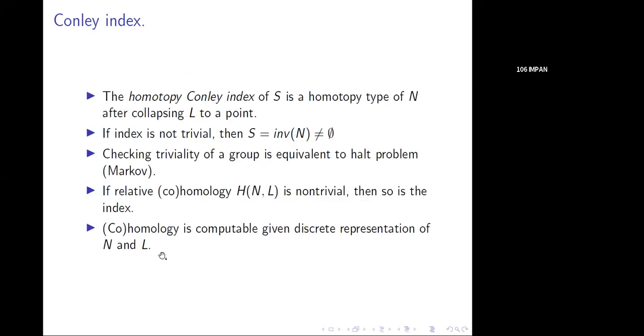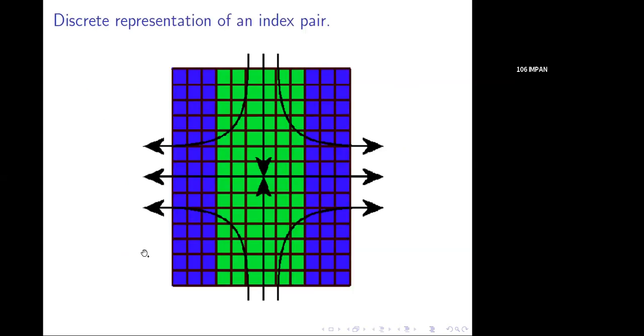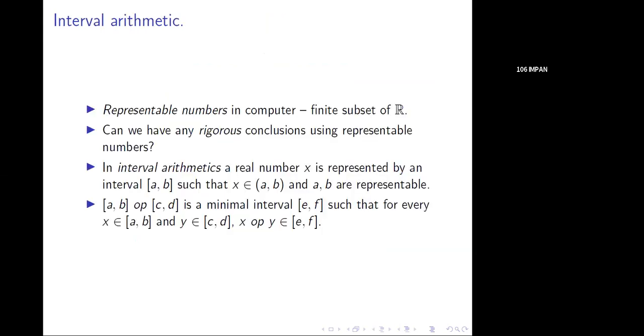So we need to deal with this discrete representation of N and L. What we typically do is subdivide it into a collection of cubes. So we take our phase space and cover it with a collection of cubes. I'll speak about that later. There's a good reason why we are doing this, because what we want is something rigorous in the mathematical sense. And for that, we cannot use double precision numbers as we have them on the computer, because double precision numbers represented on the computer are just a finite subset of the reals. There's absolutely no way you can do rigorous mathematics with that.